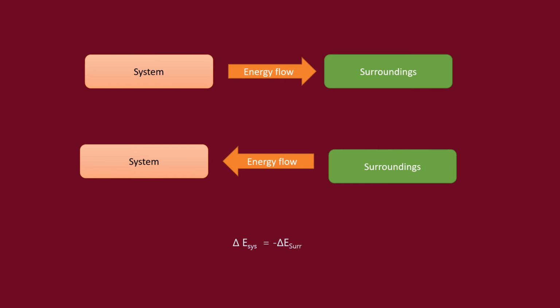Okay, so again, if energy flows into the surroundings, it's exiting, so it's exothermic. If energy is flowing into our system, away from our surroundings, it's endothermic. And so the energy in our system is equal to the negative of the energy in our surroundings.